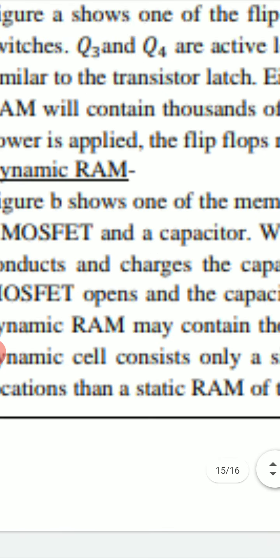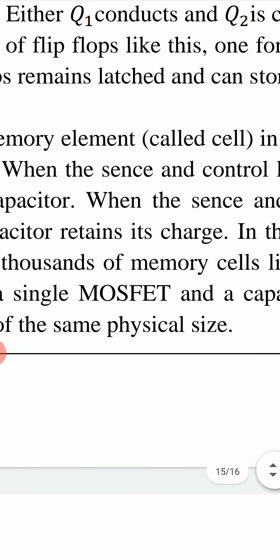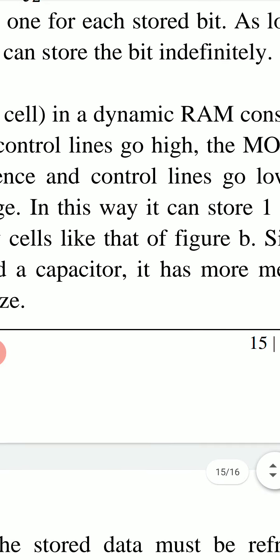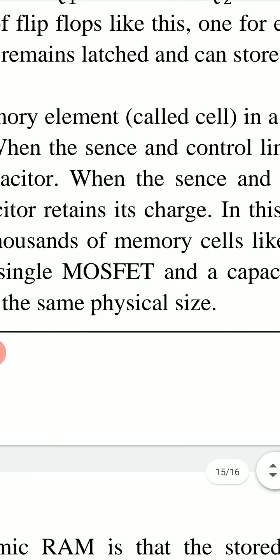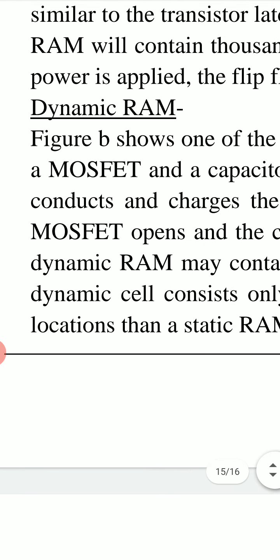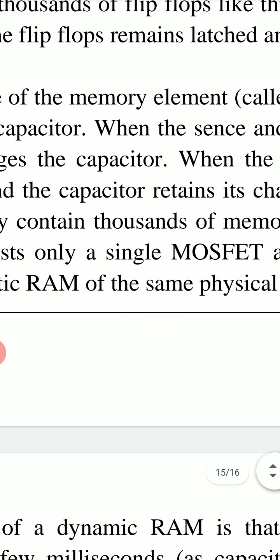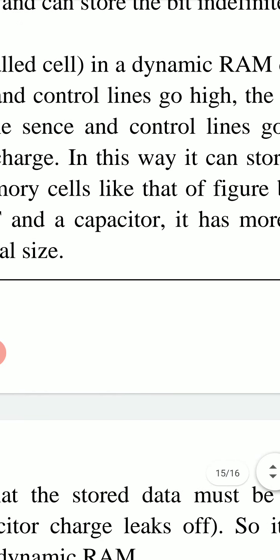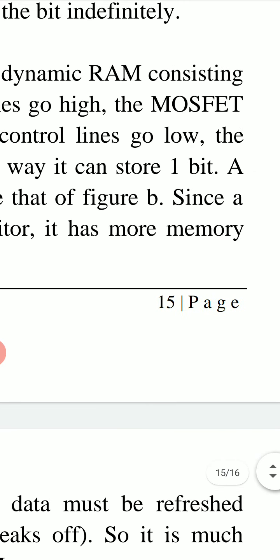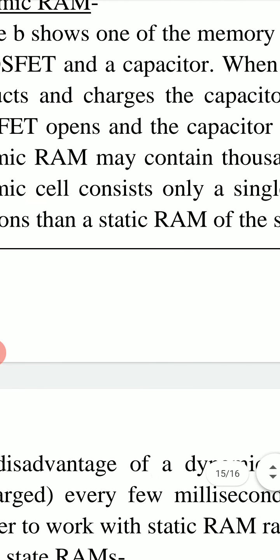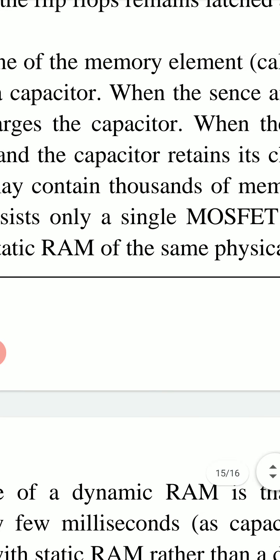Figure B shows one of the memory elements. It is called a cell in a dynamic RAM, consisting of a MOSFET and a capacitor. When the sense and control lines go high, the MOSFET conducts and charges the capacitor.